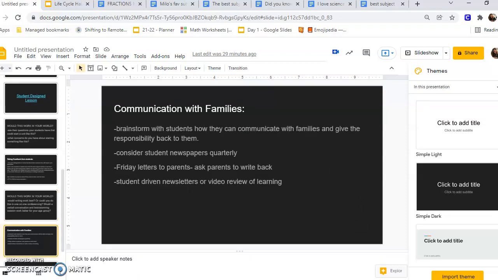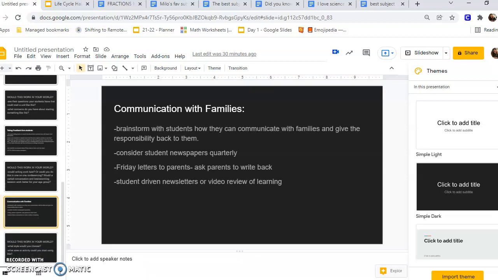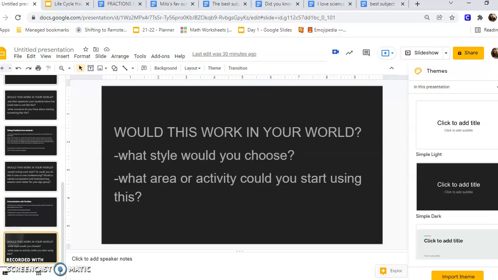So in communicating with families, we brainstorm with students how they can communicate with families and give the responsibility back to them. Consider student newspapers that they write quarterly, friendly letters to parents and asking parents to write back, or student-driven newsletters or videos reviewing their learning. So I know that I shared this the last time I shared my student newsletters. They actually make videos, take pictures, write up about what they're learning, and share with families. They also write to parents every Friday, telling them about what they did in the week, and parents write back to them. In this way, I've removed something from my plate.